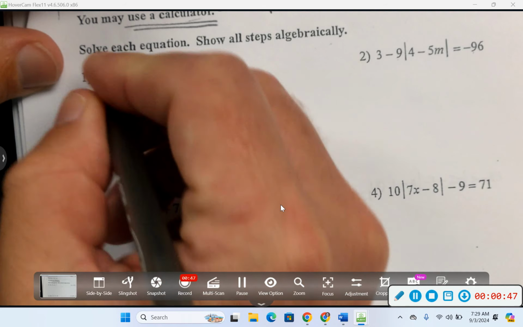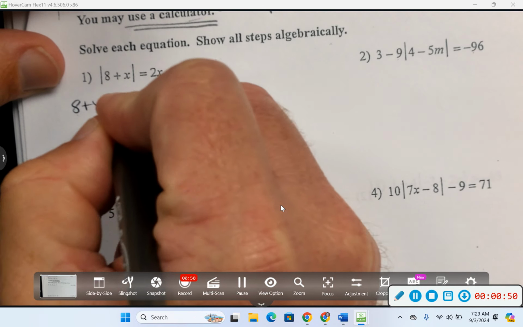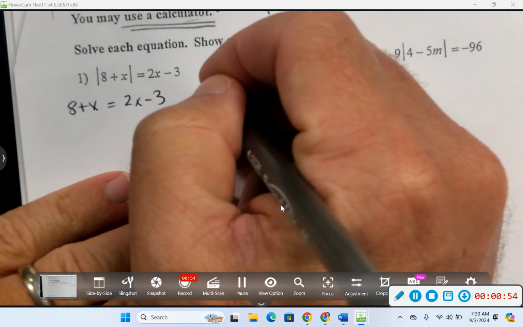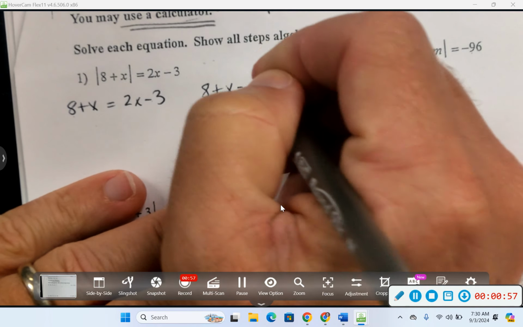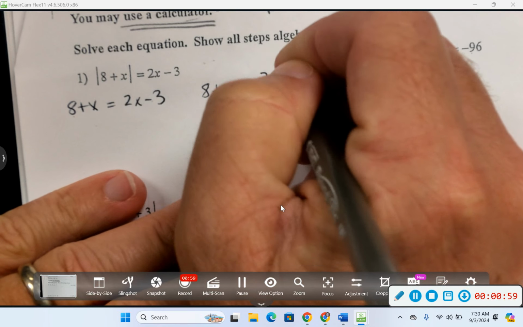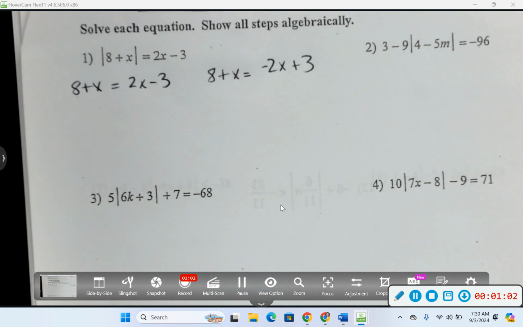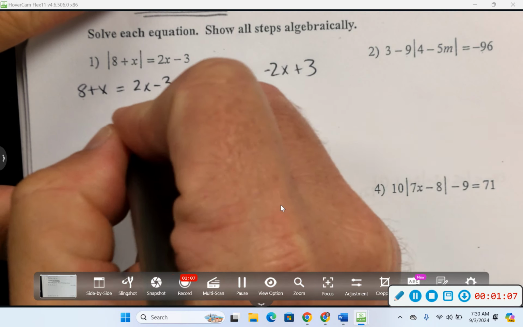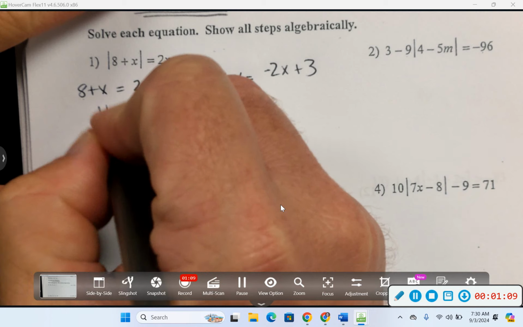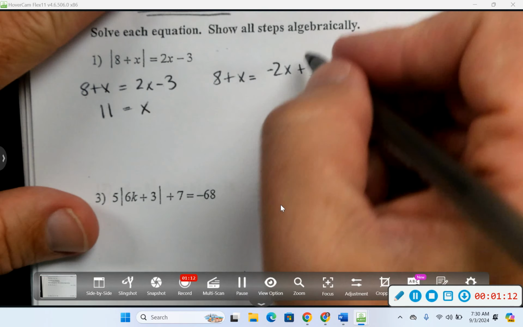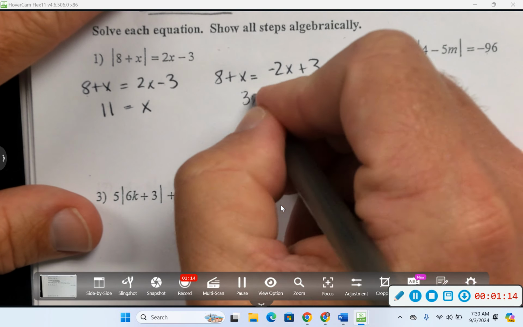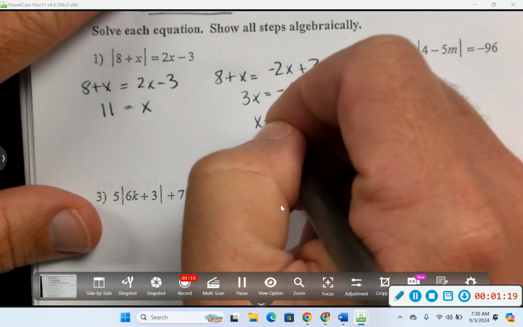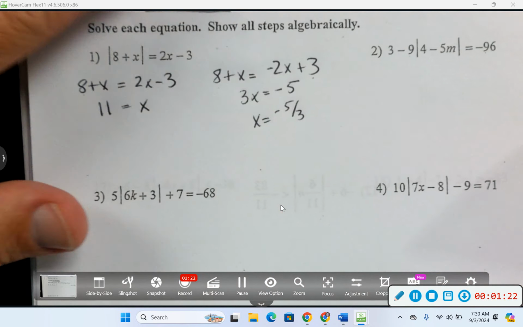Okay, I've already got the absolute value thing by itself, so let's split them up. 8 plus x equals 2x minus 3. And 8 plus x equals, change both signs, negative 2x plus 3. So I'm going to move the x over and add the 3 over, so x equals 11. And on this side, I'll add 2x over, subtract the 8, that gets me negative 5. So x is negative 5/3.